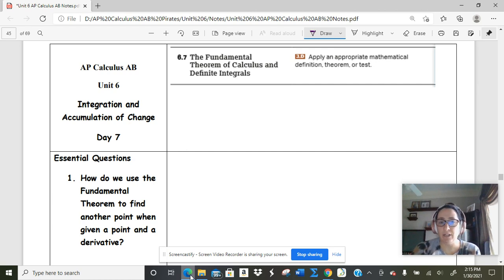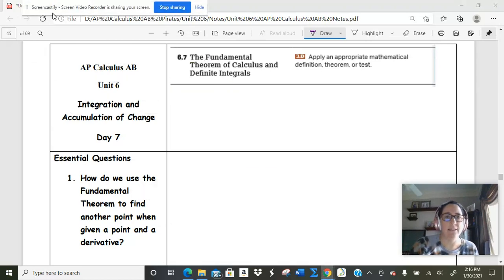Okay, so you definitely need your calculator out today. We're going to be talking about the fundamental theorem of calculus again, but in a little bit different way. So get that out and let's get started.